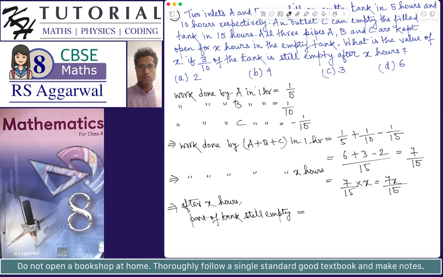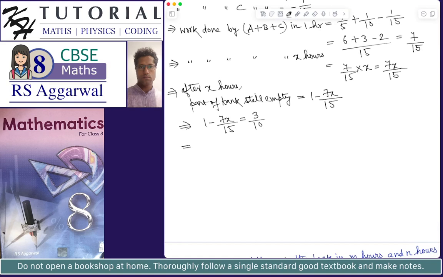The whole tank is 1. We always consider the whole tank as 1. In x hours the work done by A plus B plus C is 7x by 15, which means that in x hours 7x by 15th part of the tank is filled. So definitely the part of the tank empty will be 1 minus 7x by 15. And in the problem it is given that after x hours 3 by 10th of the tank is still empty. So this means that 1 minus 7x by 15 is equal to 3 by 10.